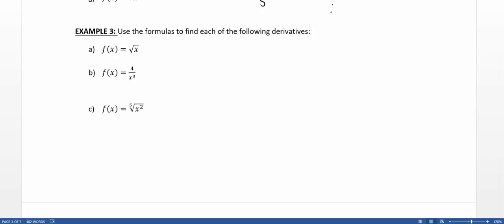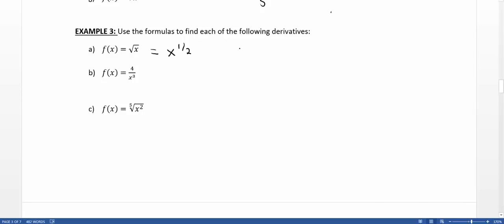So the first one is the square root of x. The square root is a symbol that actually represents a mathematical property, which is the power of 1/2. So the first thing we need to do here is we need to rewrite this function as x to the 1/2 power. By turning that square root back into a number, that's going to allow us to use our power rule to find the derivative.